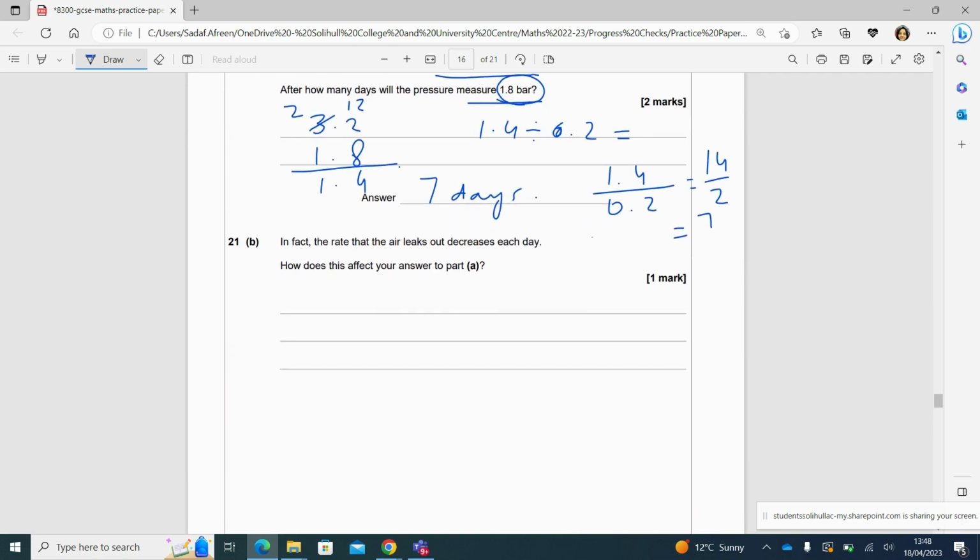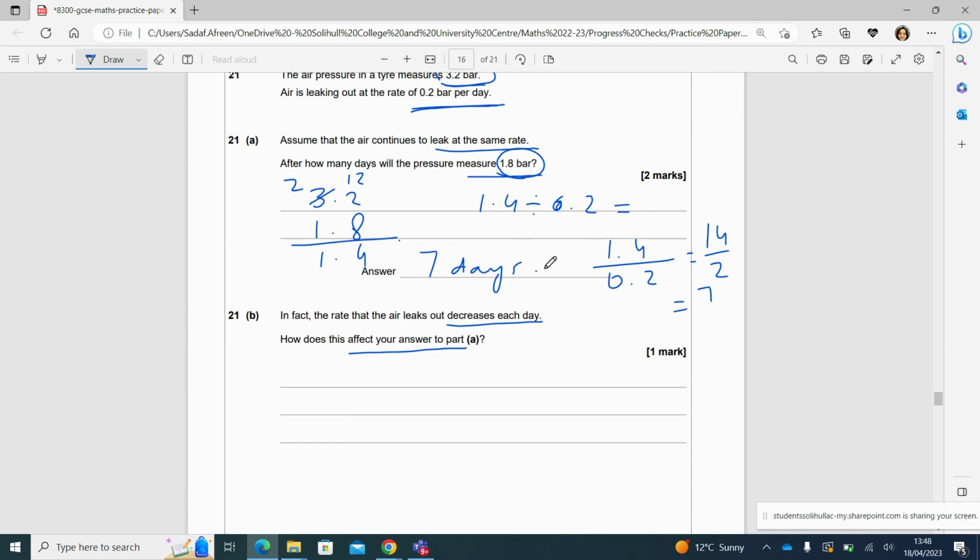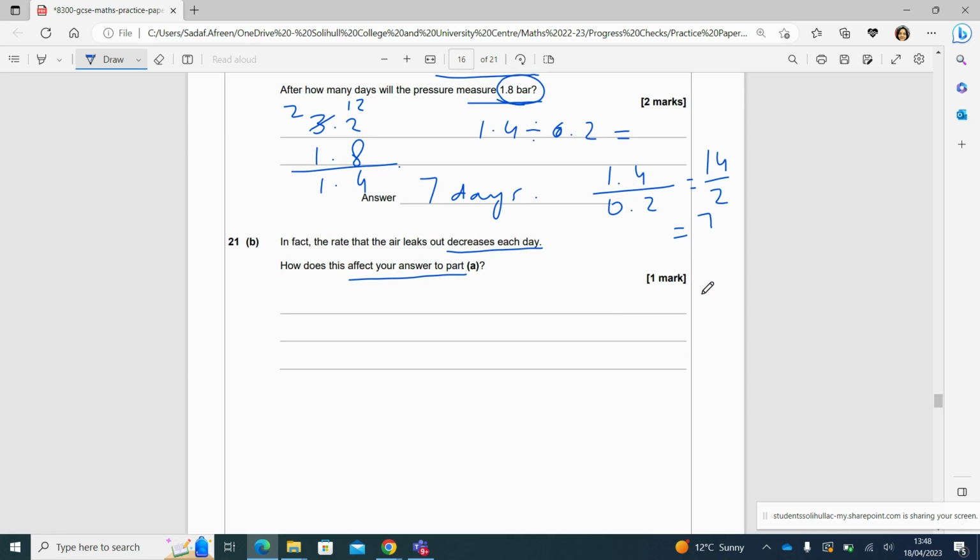Question number 21, it says, in fact, the rate that the air leaks out decreases each day. How does this affect your answer to part A? So if the rate decreases each day, we know that to reach a total loss of 1.4, we need more days. Okay, so that means you will need more days.